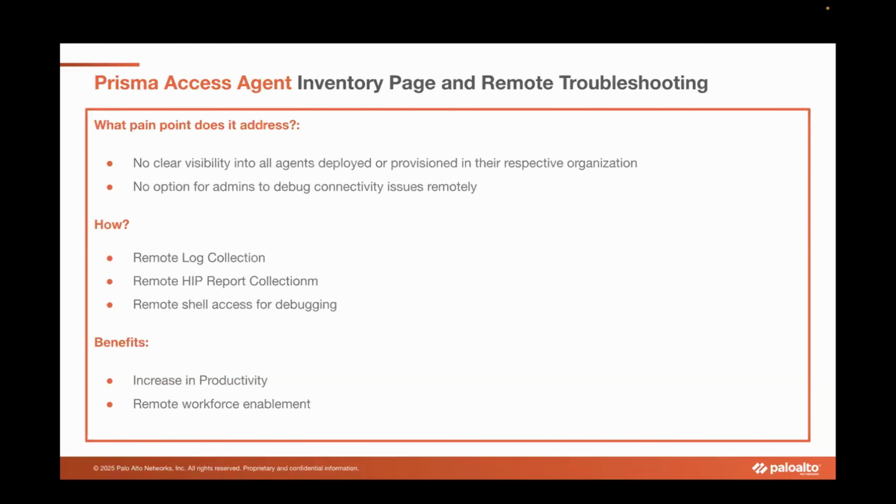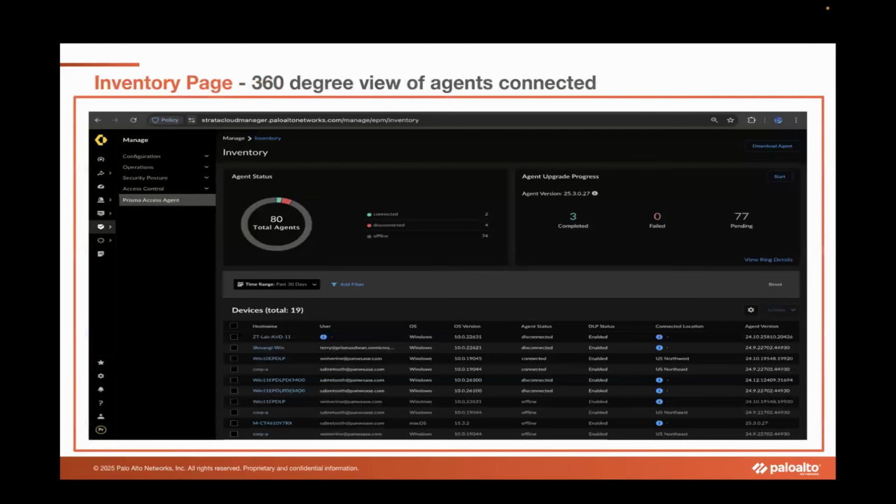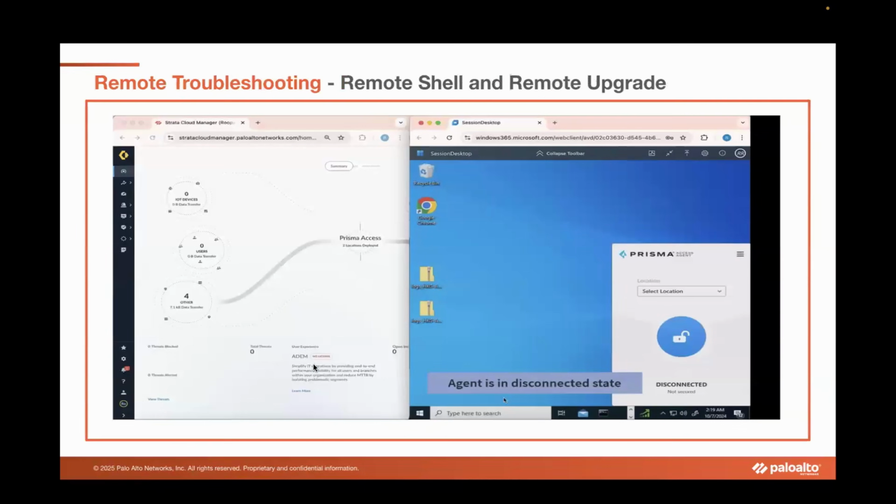Also, you can do a remote upgrade and downgrade of the agent, like I mentioned before. All of these options are available. So this is the inventory page. It has the details of the agents, how many of them are connected, how many are disconnected, how many are offline, etc. And of course, it has the individual agents. Once you click on each of those agents, you can do that remote troubleshooting.